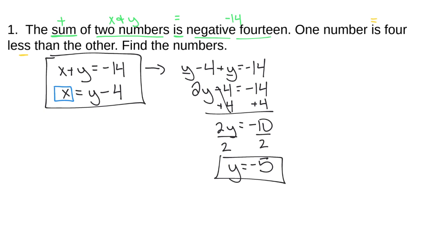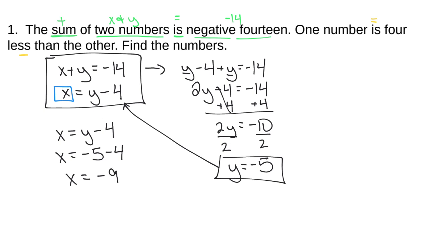So one of the numbers is -5. We could then take that value of y and plug it back in to this equation that we started with. We know that x is equal to y minus 4. And now I know what y is. y is -5. And -5 minus 4 is -9. So the two numbers that we were looking for are -9 and -5.